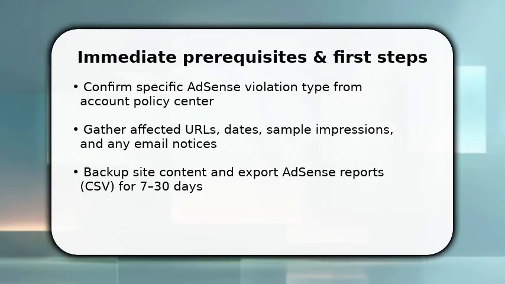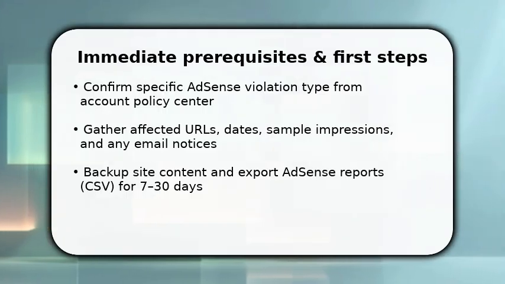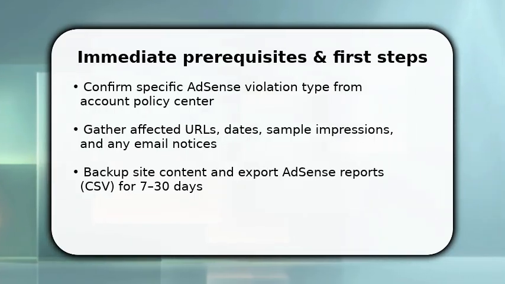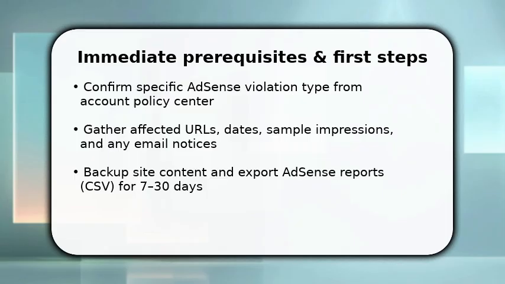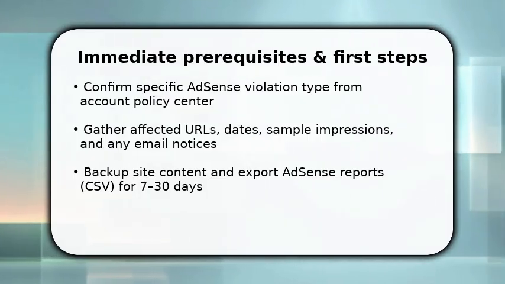You begin by pinpointing the exact policy flagged in your AdSense account. This matters because remediation differs by violation. Once done, collect the offending URLs, dates, sample impressions, and the policy notification email. Make a local backup of your site and export AdSense reports for the relevant 7 to 30-day window so you can reference traffic and ad units.